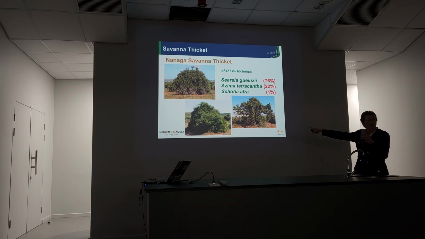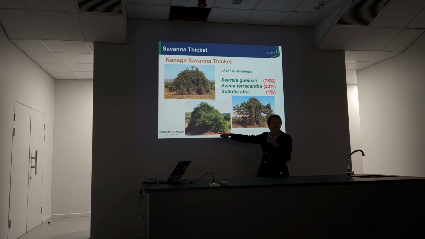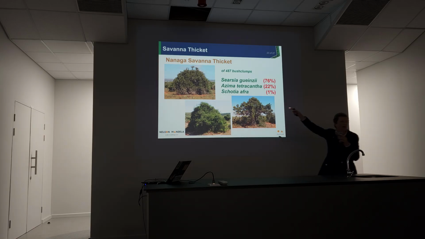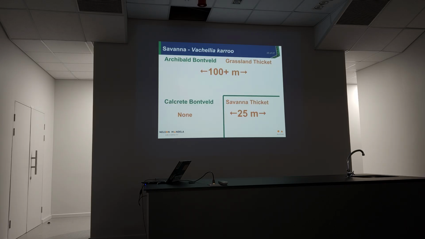Schotia afra, and I don't know if you want to call this a bushclump. That's a picture. I was generous. An Azima bushclump and 90%, 95% Azima, and Cussonia on the left. I'm not sure that this is thicket. You can play with all the different components. You will notice that at least we do have in the matrix, the Savanna thicket has every 25 meters, a Vachellia karoo.